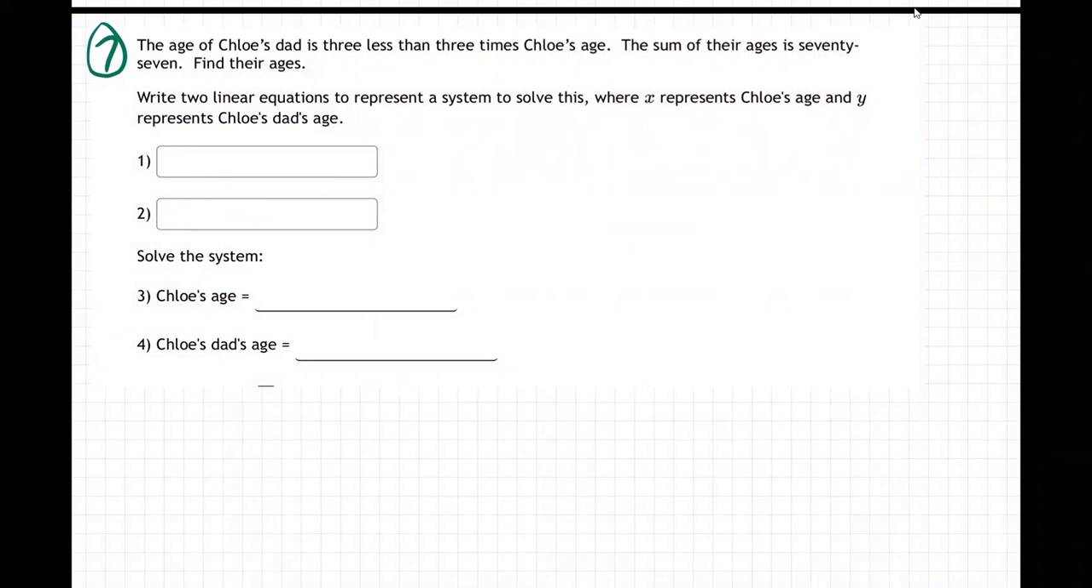We're supposed to let X be Chloe. I wish they would just use C. And Y is Chloe's dad. I wish they'd use D for dad. That'd be easier, but it's all right. I'll quit complaining.